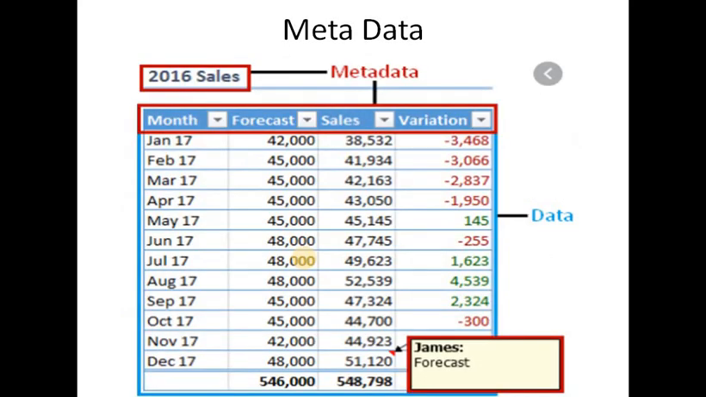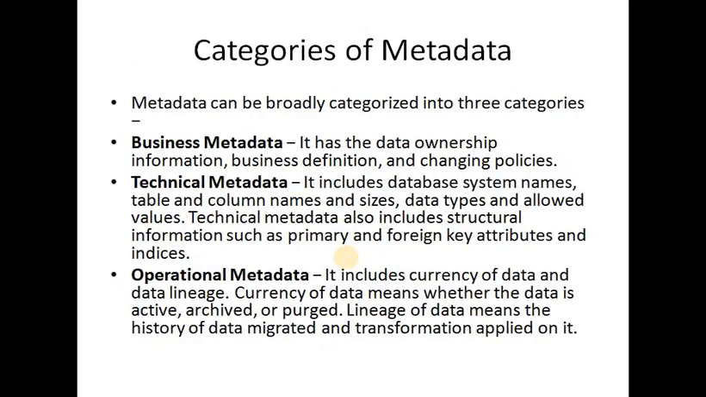So this is the actual representation of metadata. Metadata is actually data about data. We are representing some sales information, according to month, forecast, sales and variations. So this is the actual concept of metadata. Sales 2016, the sales purchasing department, and they are defining the metadata. So this is the table of metadata.